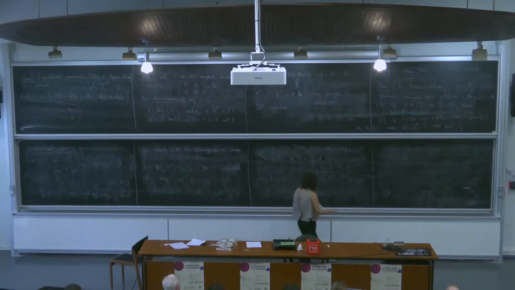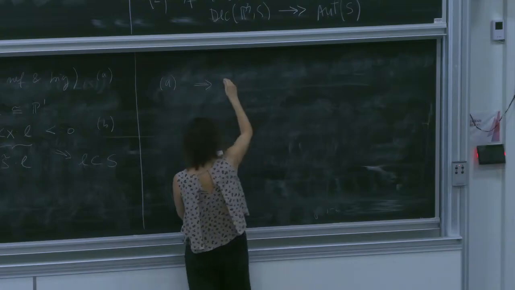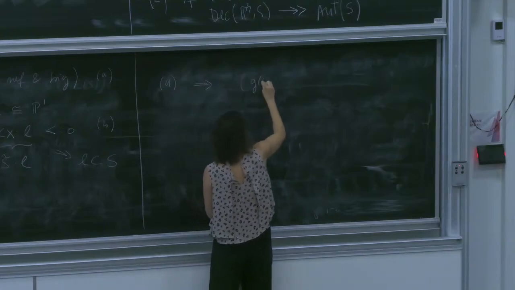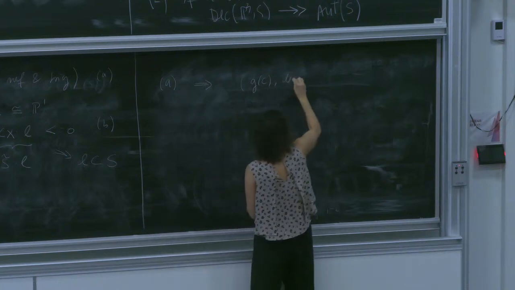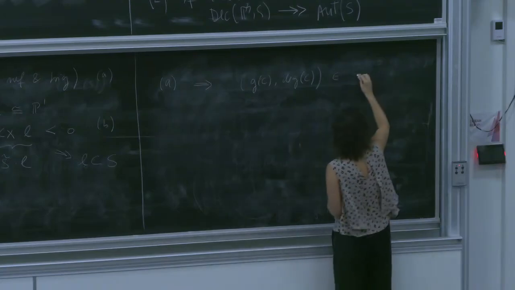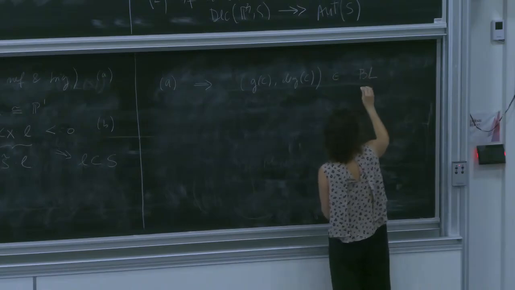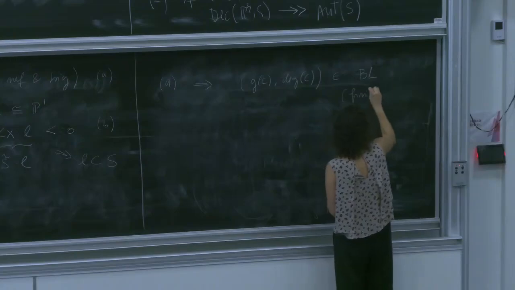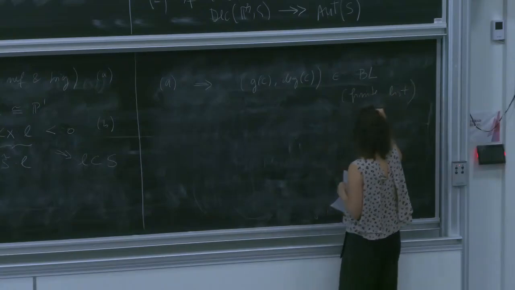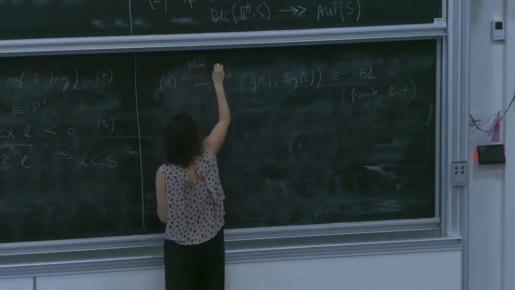So this implies, we have case A, and maybe I don't want to write this whole curve, but this is saying that the genus and the degree lie in a finite list. Let me call it BL, for the Blanc-Lamy list, a finite list of possible genus and degree. This is Blanc-Lamy.